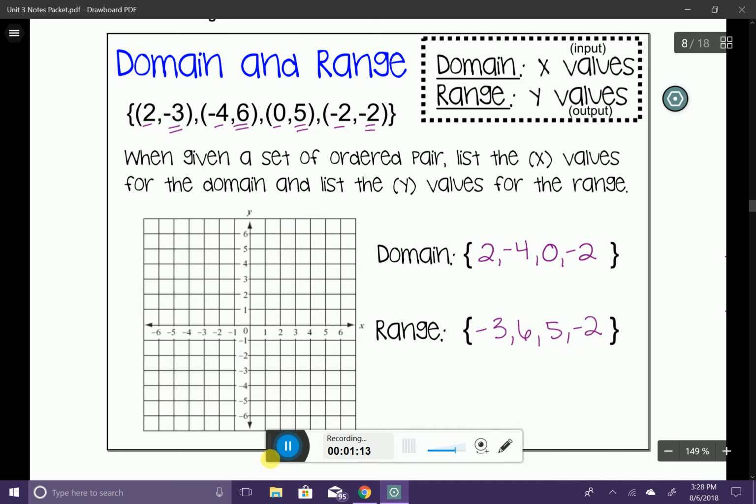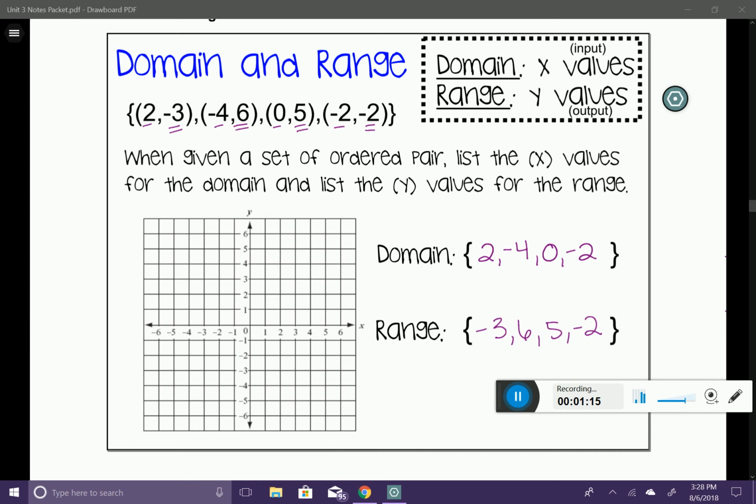Now, when putting them on the coordinate plane, you have to be very careful of something. Since these are just a set of ordered pairs, we're not going to connect the dots. Let me show you what I mean. Let's go ahead and graph this set of ordered pairs. So I have 2, -3. I'm going to put a nice dot there. And then -4, 6, 0, 5, and -2, -2.